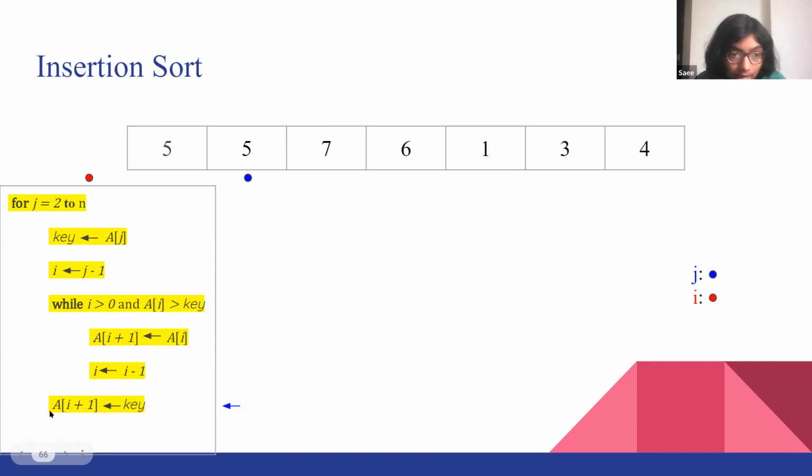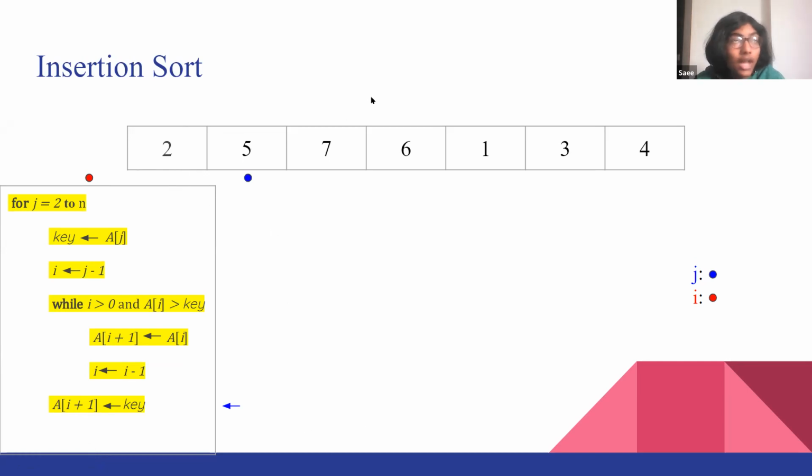go here. Now what is this asking us to do? This is asking us to set the I plus 1th value. This is the I plus 1th value, right? Because I is over here. Yes. We are going to set it to key. And what is key? Key is 2. So this value gets changed to 2.